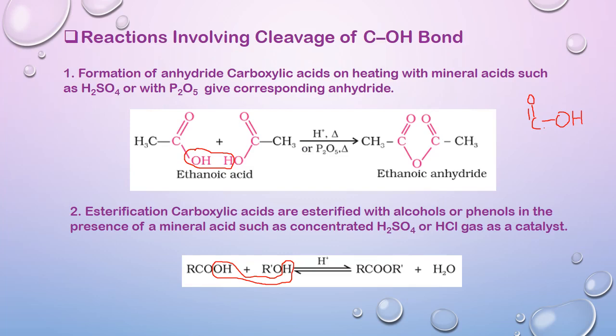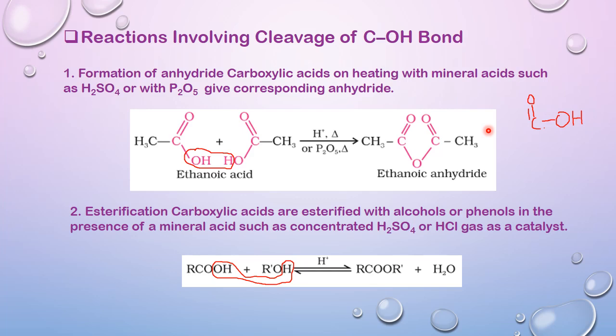Now today we are going to see the chemical properties of carboxylic acids involving the cleavage of the C–OH bond. As I have drawn here, that is C double bond O, bond OH. Now here the cleavage will take place and we will be able to obtain many different compounds.